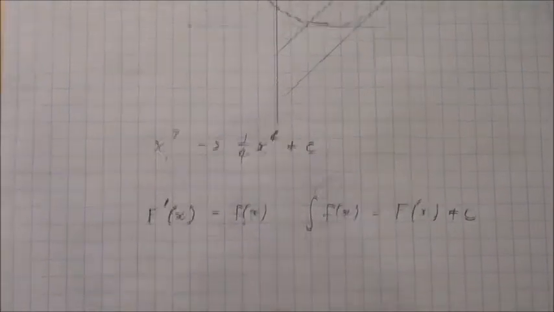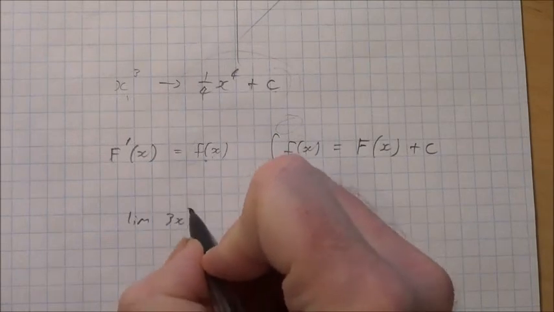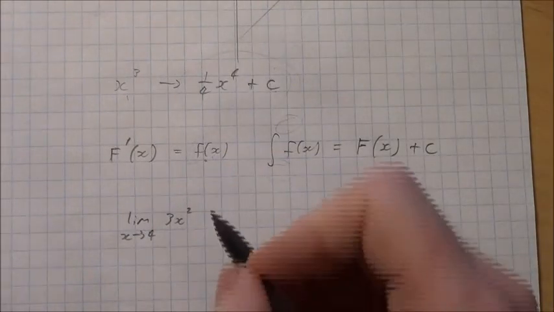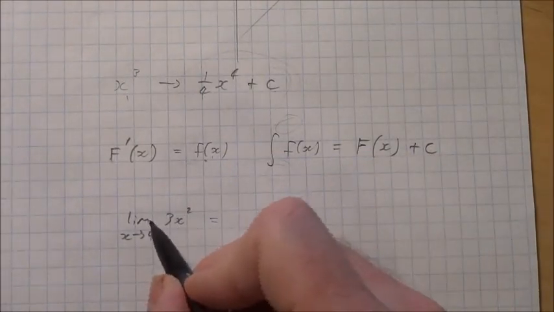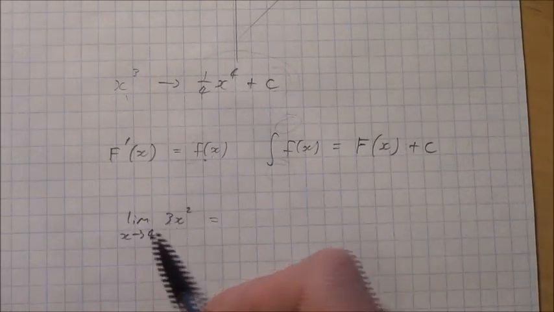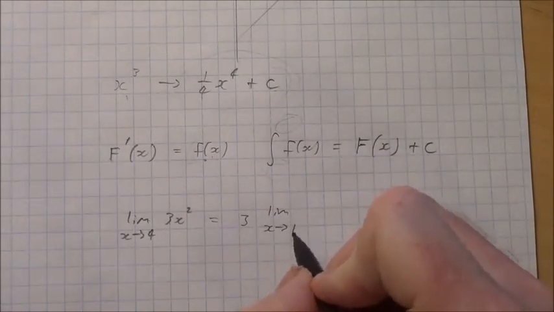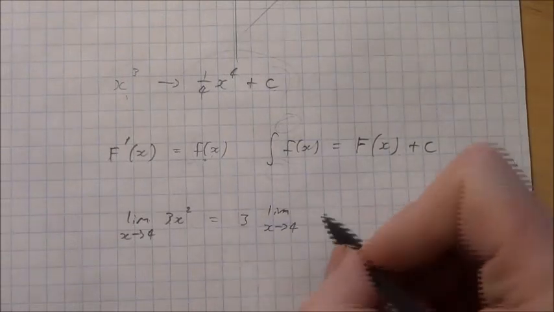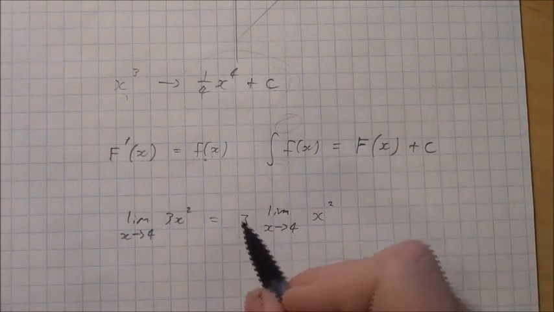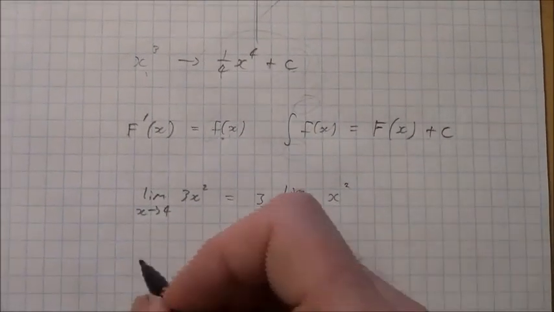Now, when we looked at limits in the past, say the limit of 3x squared as x approaches some value, let's say it's 4, when we take the limit, we can actually take this 3 and put it in front, because that 3 has no actual impact on the limit calculating process. So that 3 can go out in front, and then we're taking the limit of x squared as x approaches 4. And then we just multiply by the 3 later.